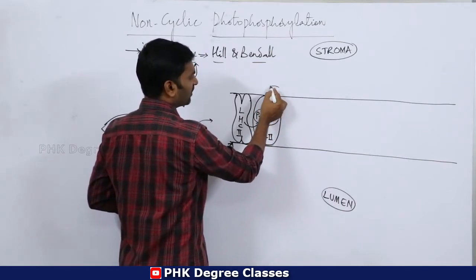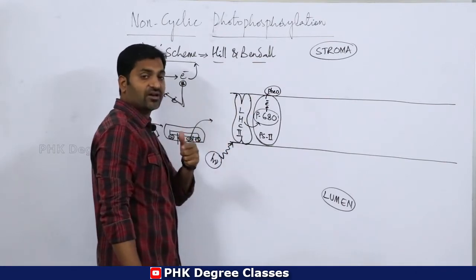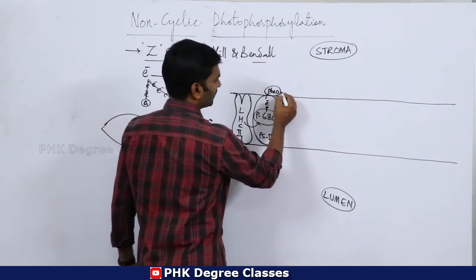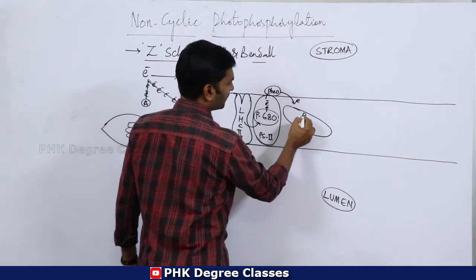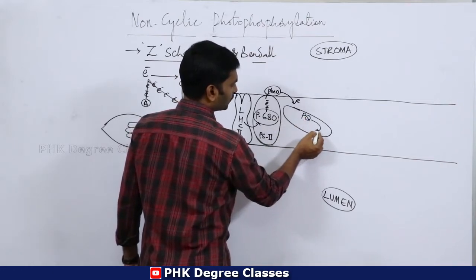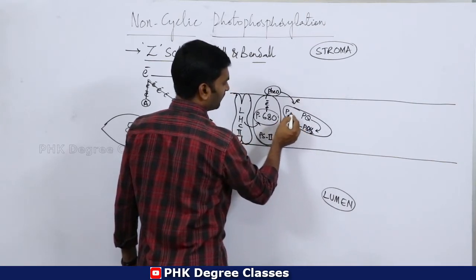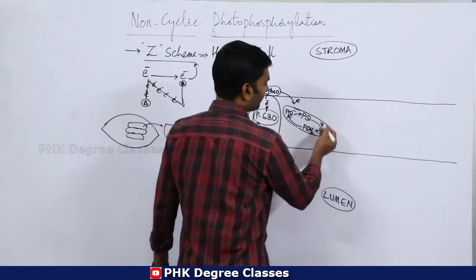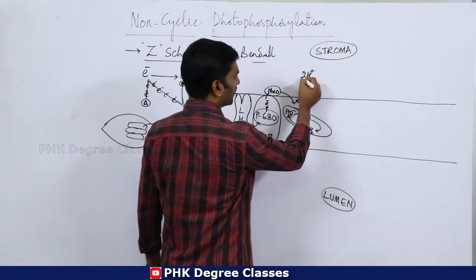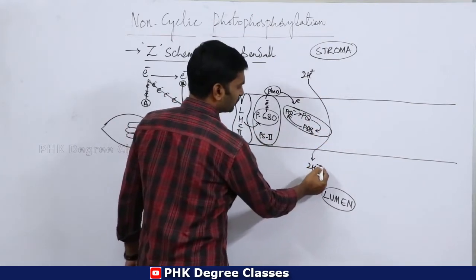This particular electron is received by Pheo. Pheo stands for pheophytin. This entire structure was discussed in my previous classes. Then the electron moves to the complex structure, that is PQ, plastoquinone. Then plastoquinone becomes PQH2, that is plastoquinol. Then plastoquinol is again converted into PQ minus, that is semiplastoquinone. Whenever there is a conversion, two protons from the stroma reach the lumen. So this is 2 protons.